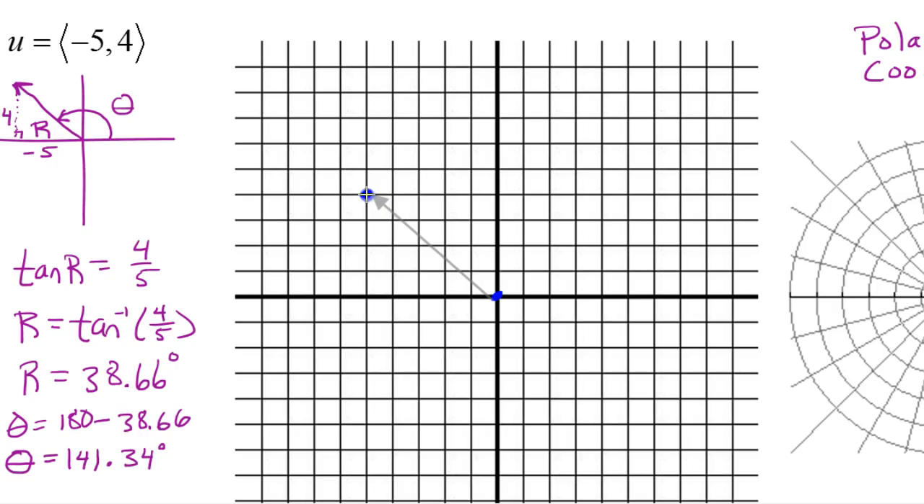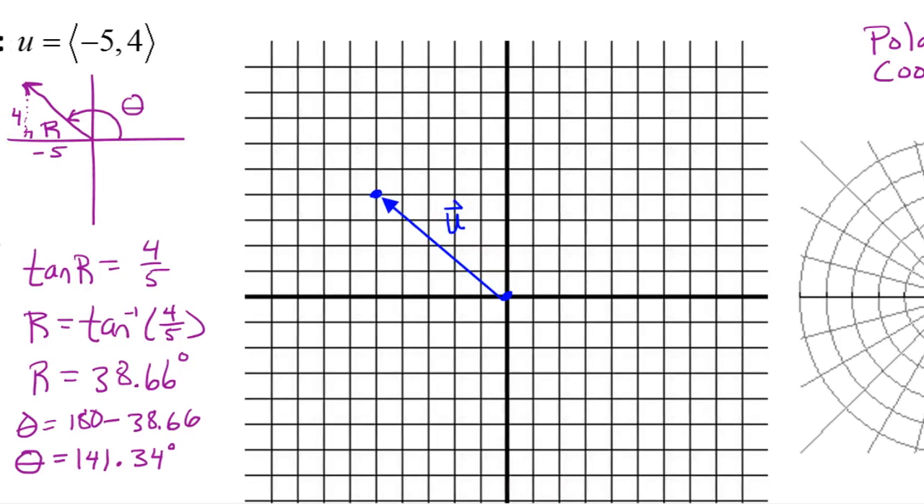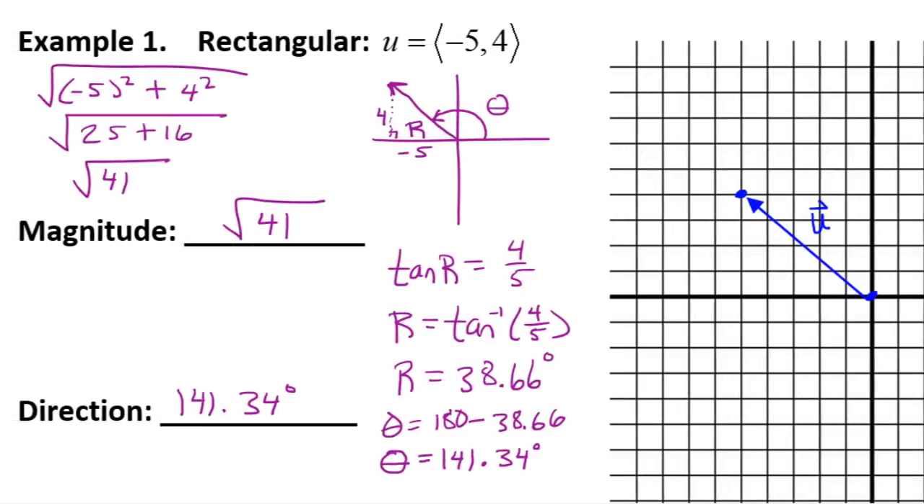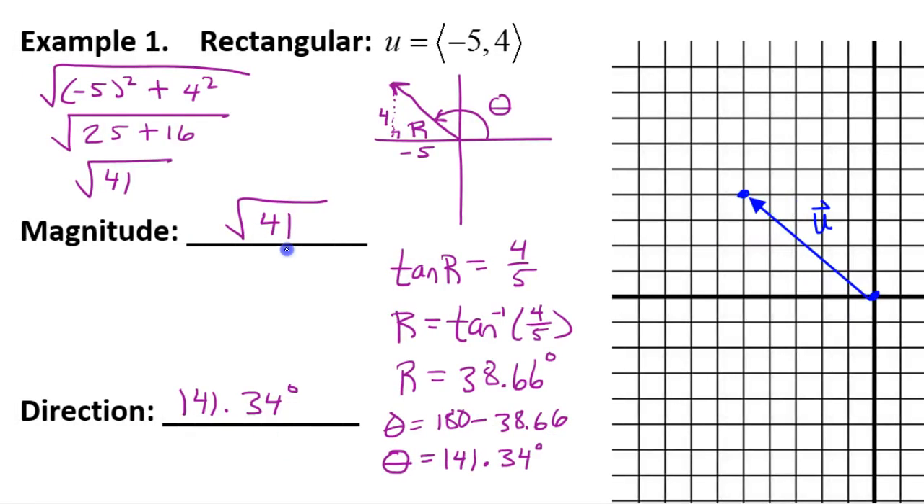Let's draw it. Okay, so this is what the vector would look like. I'm going to make it blue. Alright, so there's our vector u. And you know what? We should probably go ahead and label it while we're at it. So there you go, vector u. Now, let's graph the same vector using the magnitude and the direction.